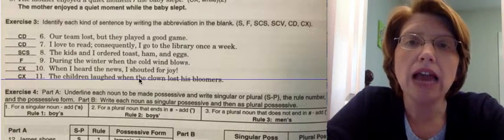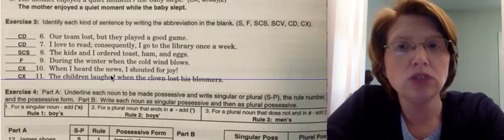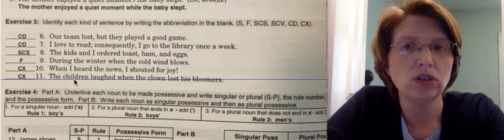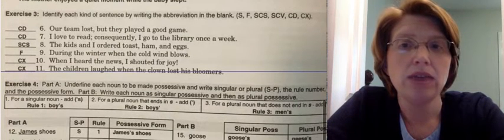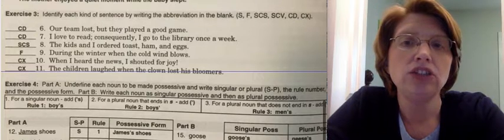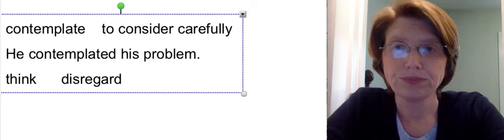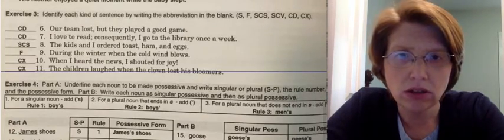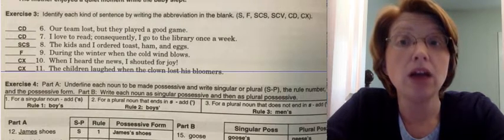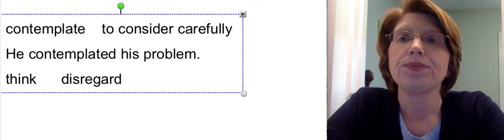The children laughed when the clown lost his bloomers. When the clown lost his bloomers cannot stand alone, so this is another complex sentence. Okay, and we did the bottom part together, and you should have 3 complex sentences there at the bottom. Or 3 compound, right? Oh, no, write 3 complex sentences, underline each subordinate sentence.